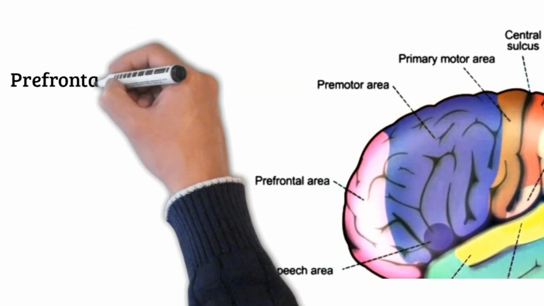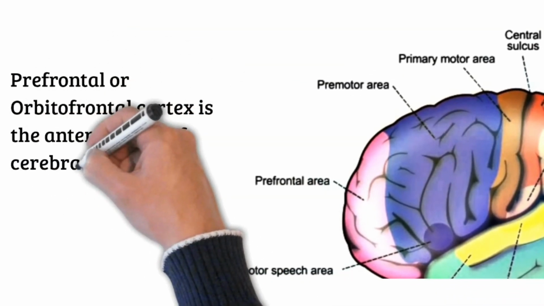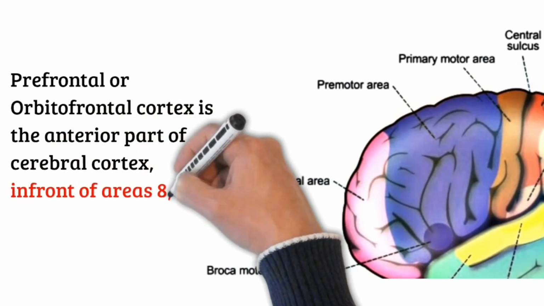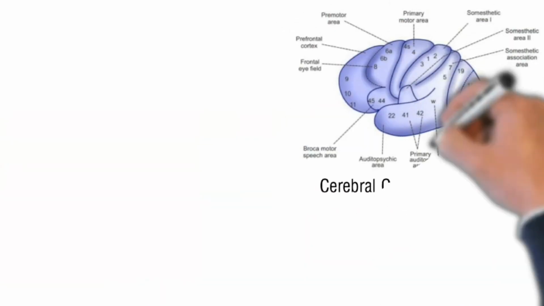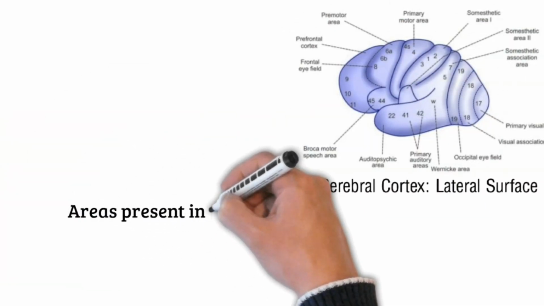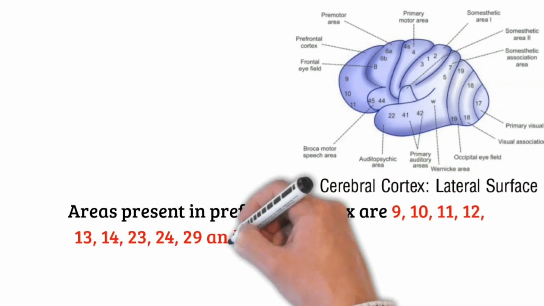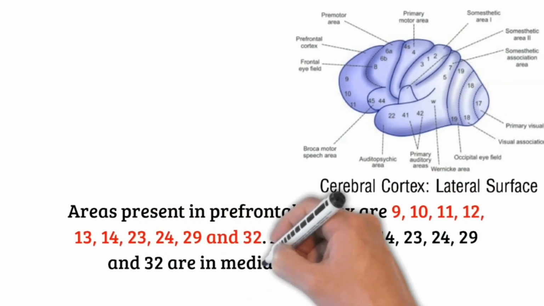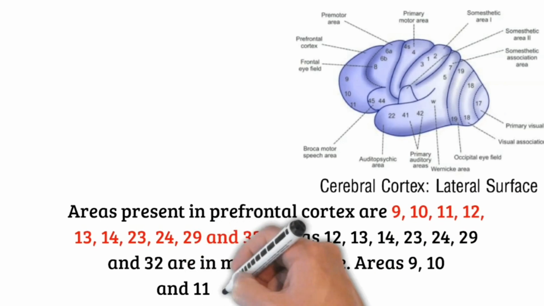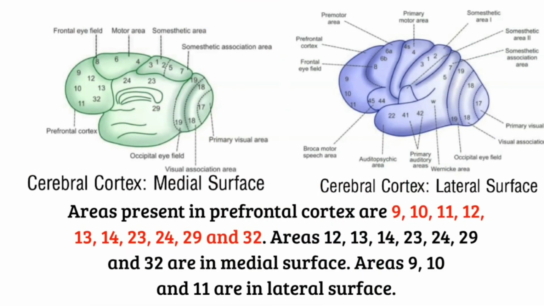Now, prefrontal cortex. Prefrontal or orbitofrontal cortex is the anterior part of the cerebral cortex. It is in front of areas 8, 44 and 45. Areas present in prefrontal cortex are 9, 10, 11, 12, 13, 14, 23, 24, 29 and 32. Areas 12, 13, 14, 23, 24, 29 and 32 are in medial surface. Areas 9, 10 and 11 are in lateral surface.